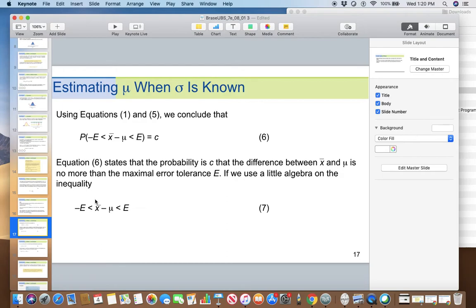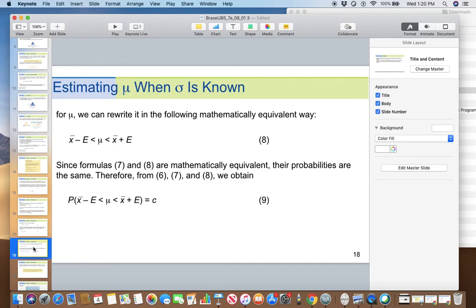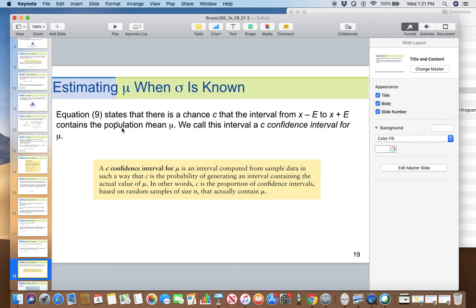You can rewrite it. This is the same as its equivalent. You might want to multiply throughout by negative 1, then add X bar and so on, and you get this particular limit. Mu is between X bar minus E and X bar plus E. So the probability that this happens is C. All right. So this particular interval is called confidence interval.